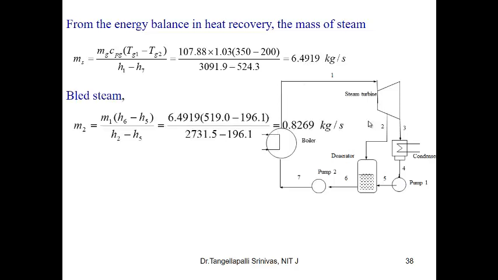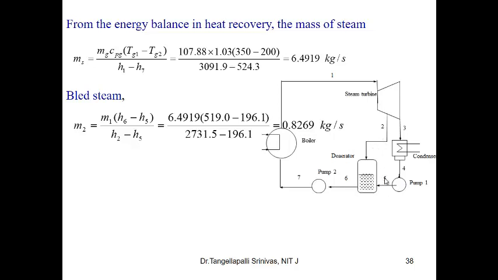The bled steam is required to raise the temperature of the feed water and also to condense the bled steam into the saturated liquid condition. So there are two masses mixing here, that is the mass of steam at state 2 plus the feed water at state 5, equal to the mixture at state 6. That is m2 plus m5 is equal to m6. This is the mass balance equation, and the energy balance equation is: heat lost by the steam is equal to heat gained by the feed water.